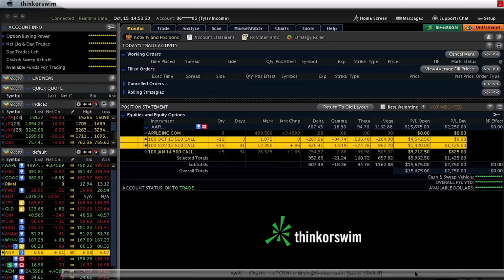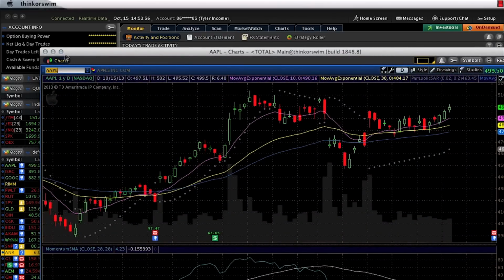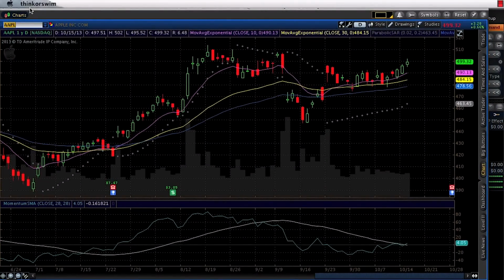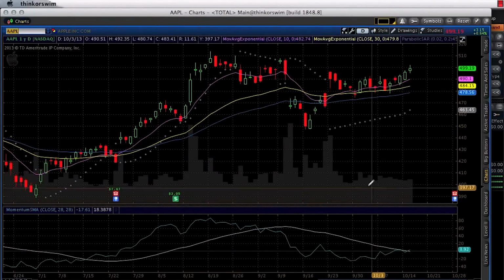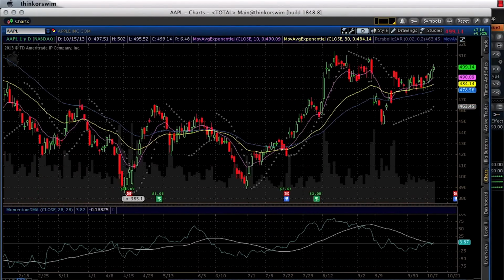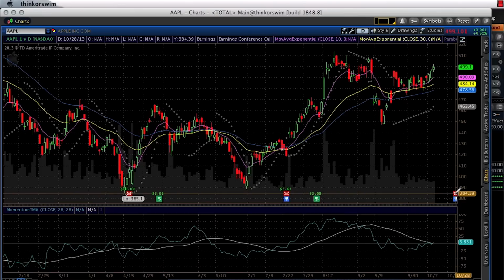Just to give you an idea of when the earnings is on this and why I put this trade on. I do have other trades on Apple, so it's not that big of a deal if I close this one out today, because I have a couple different accounts with some positions in Apple. But you can see this little red icon over here, 10/28 is the earnings call on Apple.